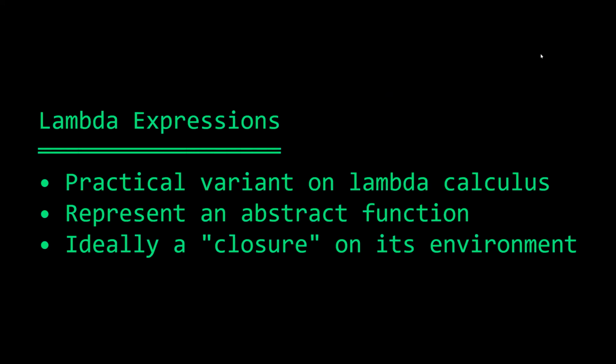Okay. So I'm going to talk about doing lambdas in Forth. Lambda expressions are a practical variant on the lambda calculus. The idea is that you want to be able to represent a function in the abstract, capture all the things about a function and pickle them up. Ideally, it also closes on its environment, so that you capture all of the things that were present at the moment that the lambda was created.